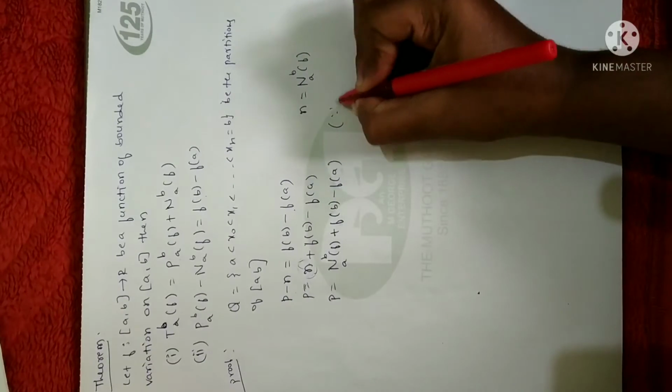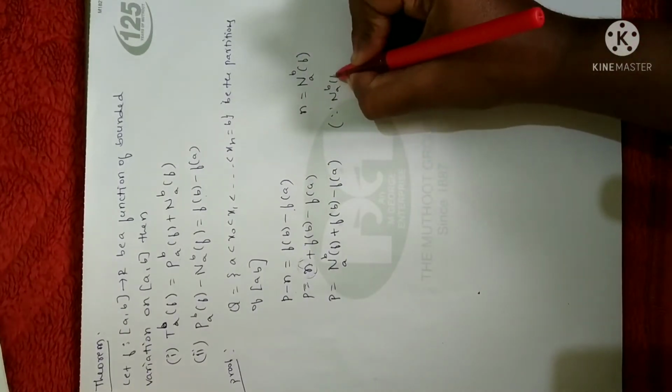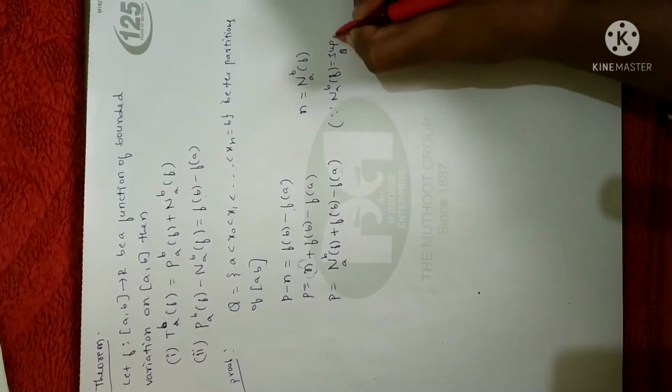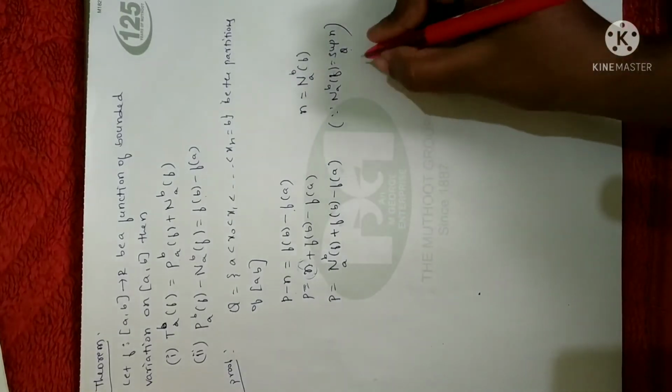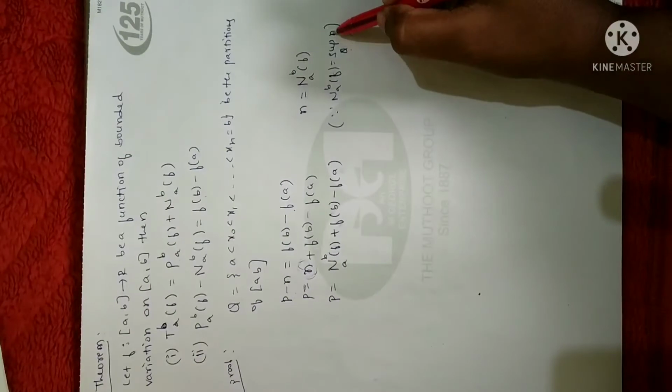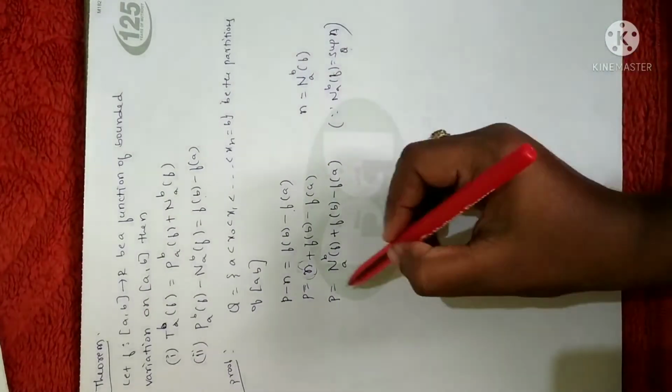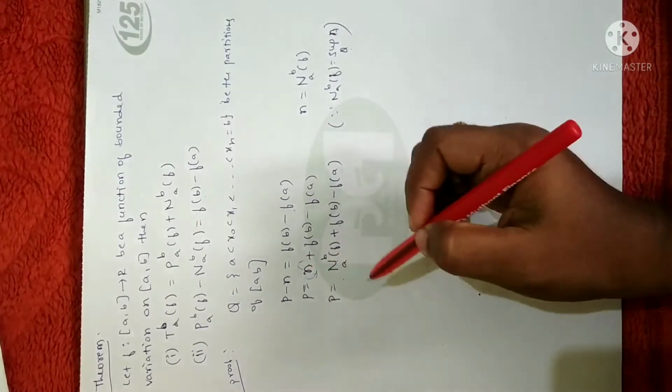Why? Because I will just write the reason here. N from A to B of the function f is none other than the supremum over all the partitions Q of small n. Q is a partition that we have considered, and we take a supremum over all the values of small n. You represent it as capital N. So that is why I have replaced n with capital N.